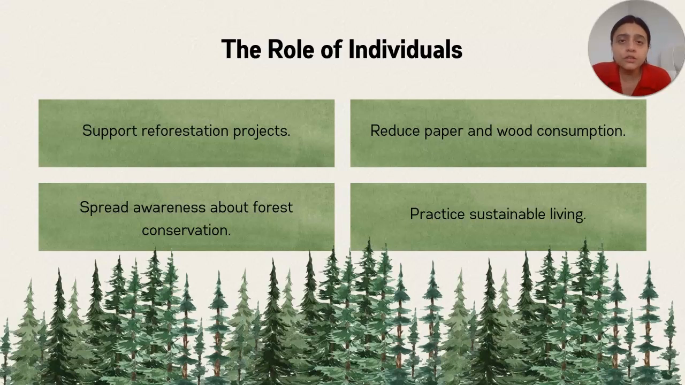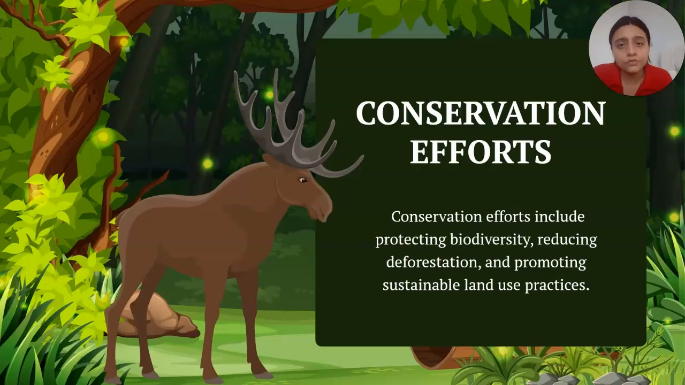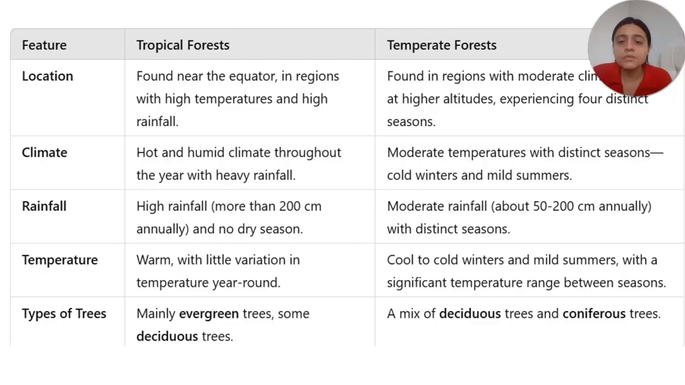The role of individuals, of course, apart from the government policies, there should be the role of individuals also, because the forest is helping all of us, not only the government, so the individuals must also come to the front to save the forest. So support the reforestation projects, reduce the paper and wood consumption, spread awareness about forest conservation, or practice sustainable living. Okay, so that we can make use of forest today and our future generation can also make use of it. So you must involve the local communities to preserve the forest. Conservation efforts must be done.